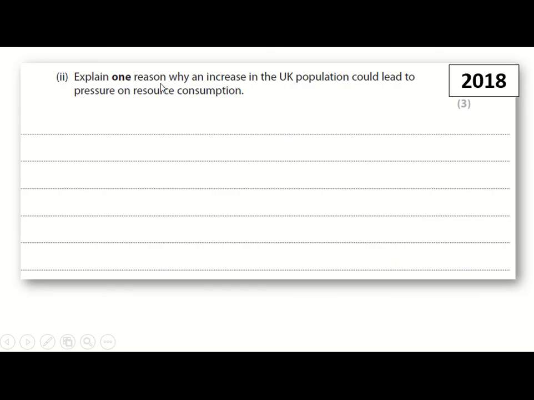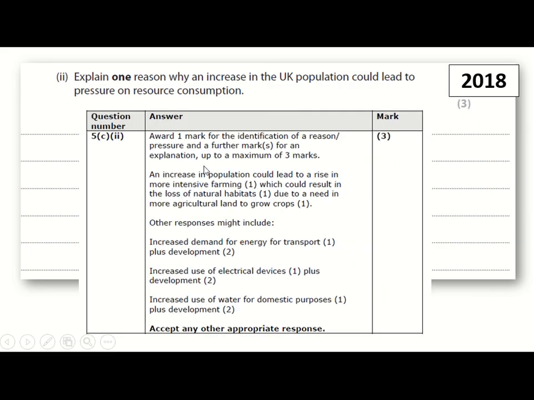Explain 1 reason why an increase in UK population could lead to pressure on resource consumption for 3 marks. We've actually done this in part of this lesson already. So pause the screen, off you go. Okay, so these are the ways that you could develop that answer, okay, for 3 marks. I'm not going to go through all of them for you because I've done it previously in the session. So looking at 2019 now.